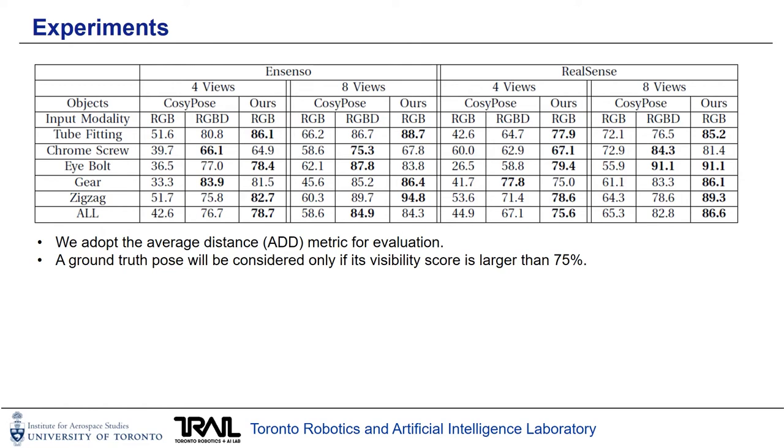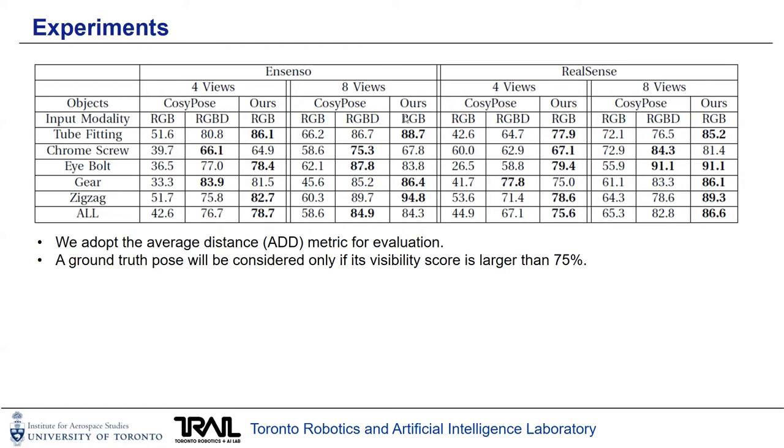We use the same 2D center and the same 3D rotation measurement from this template matching. So we can clearly see that our approach can reach the upper bound of this RGBD version of COSY pose. And compared to the RGB version of COSY pose, we actually exceed a large portion of it.